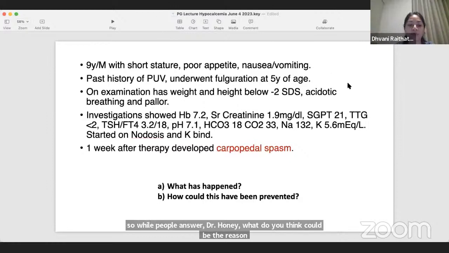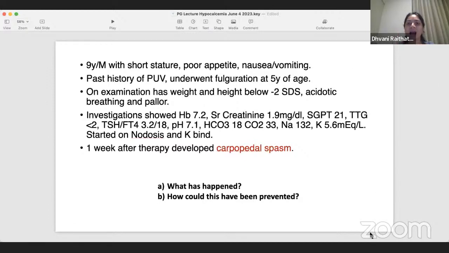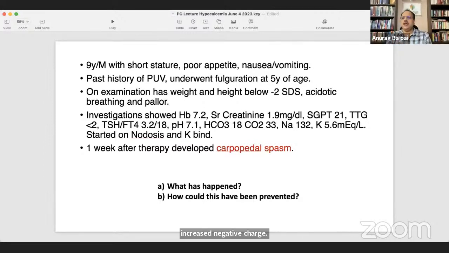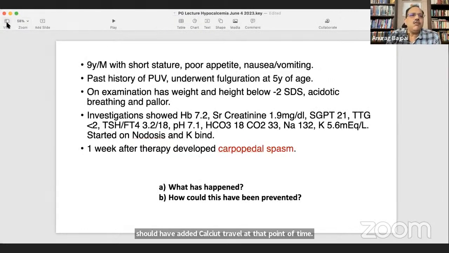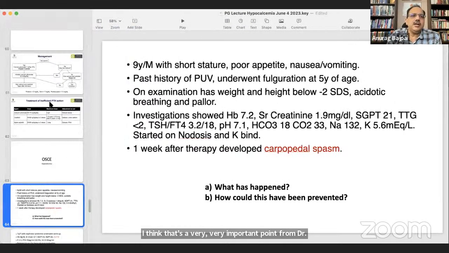So here, the important thing to note is that Nodosis was started. On starting alkali therapy, there is a shift of ionic calcium to the bound form because of increased negative charge. That's a very, very important point. When you increase the alkalotic level, the anionic albumin increases, and the calcium level goes down. And Dr. Barani said that we should have added calcitriol at that point of time. I think that's a very, very important point from Dr. Barani. We'll now move forward to the next one.